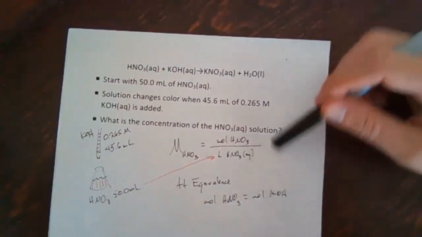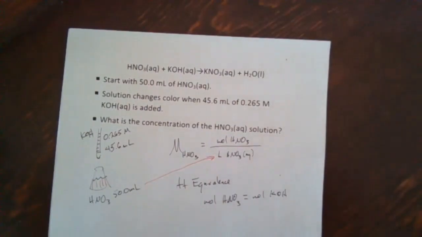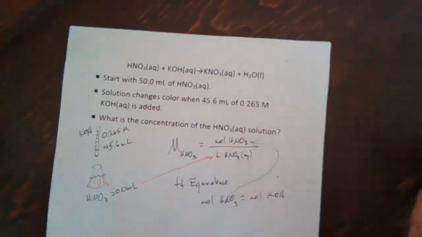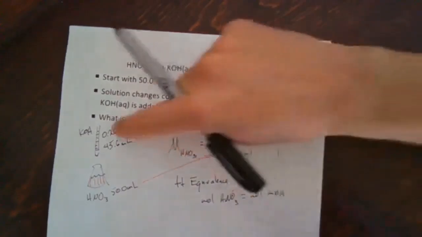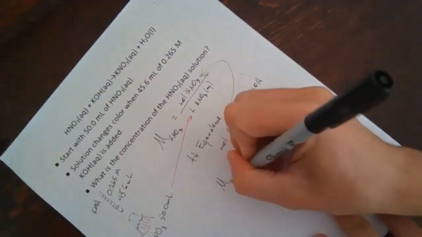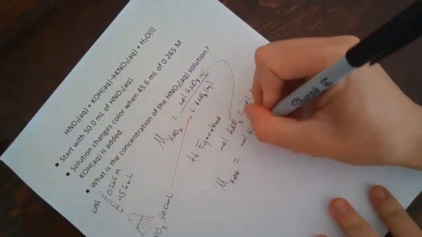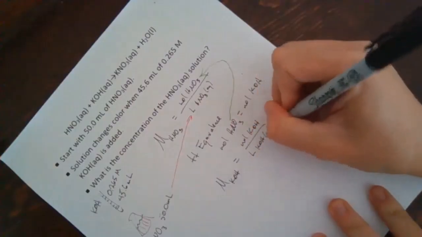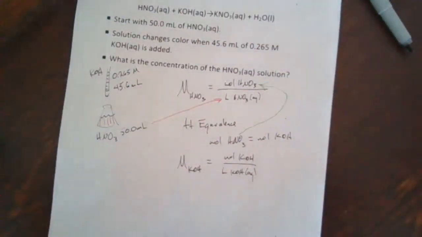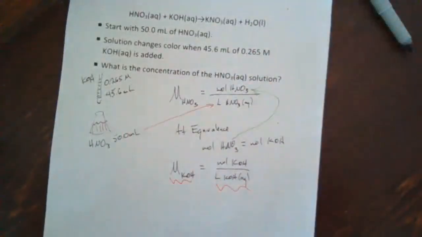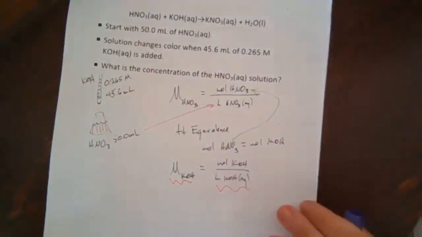So if we got moles of HNO3, we could put that in there. The question is, how can we get moles of KOH? Well, moles of KOH can come from the molarity. We have a molarity and we have a volume. The molarity of KOH is equal to the moles of KOH divided by the liters of KOH aqueous. We have molarity of KOH and we have liters of KOH, so we just solve for the moles of KOH and plug that in there.